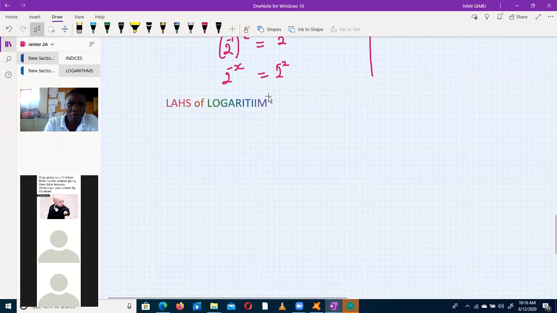Yes, Munira, you're raising your hand. You've written last. You have missed the laws. There are laws. Laws of logarithms.